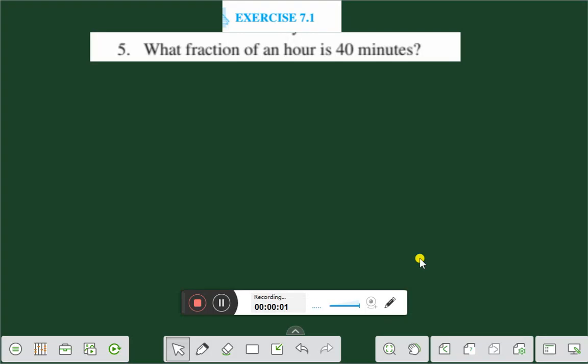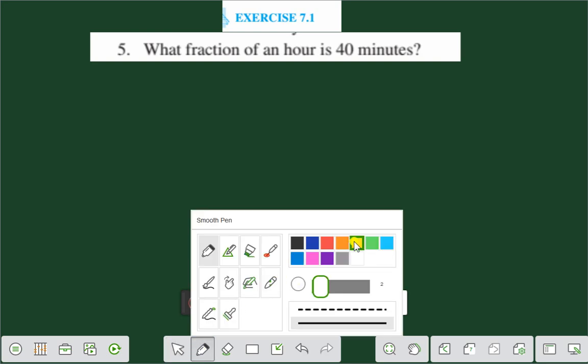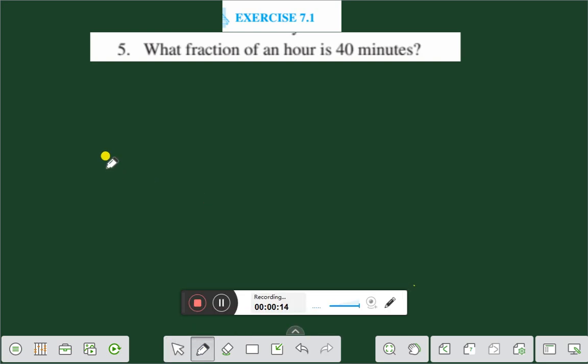Hello friends, today we shall discuss exercise 7.1 question number 5. What fraction of an hour is 40 minutes? We'll solve this problem, that is question number 5. Here, what fraction of an hour is 40 minutes?